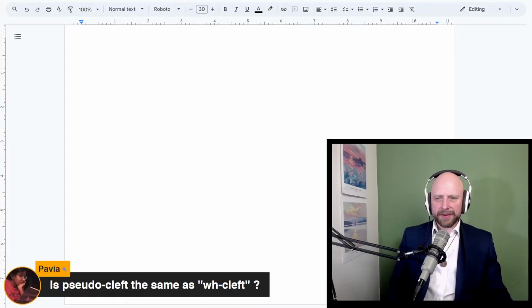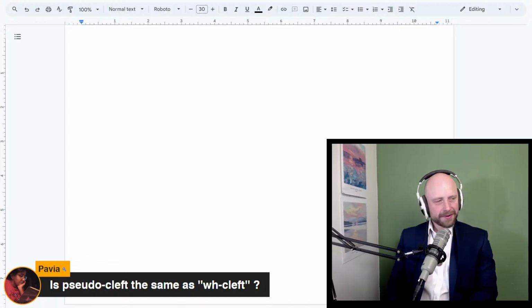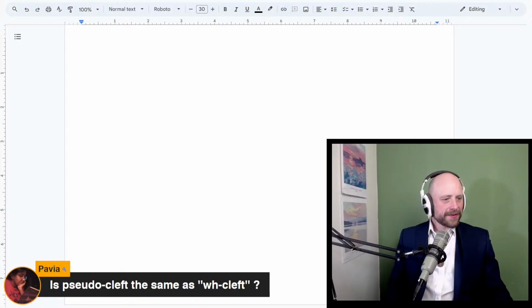Yeah, I believe so, Pavia. I think pseudo-cleft is the same as WH cleft. But, you know, that's a stupid term, isn't it? Pseudo-cleft. I mean, it's not a pseudo-cleft, is it? It's a cleft. Why would it be a pseudo-cleft? Like, a pseudo-cleft is something that looks like a cleft but isn't a cleft, right? Isn't it? That's what we mean with pseudo. Pseudo means like, it looks like something, but it's not it, right?